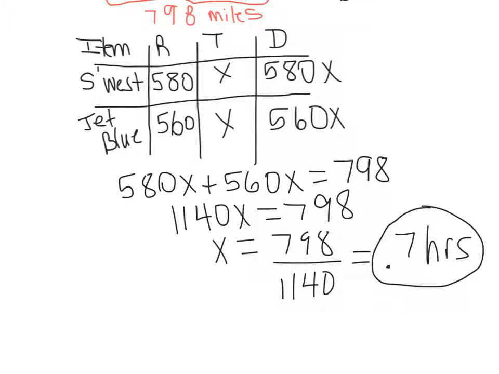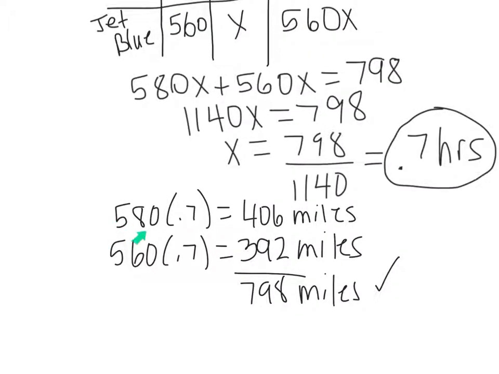So we're going to do a check of this and see that it makes sense. We're going to put the 0.7 in here and do 580 miles per hour times 0.7. So this plane's going to travel less than 580 because they're traveling for less than an hour. They're traveling for 0.7. So here we're taking the 580 miles per hour times 0.7 hours would be 406 miles that the one plane flew. And the other plane, 560 miles per hour for 0.7 hours would be 392 miles. If we add these, we do get the 798 miles between the two cities.